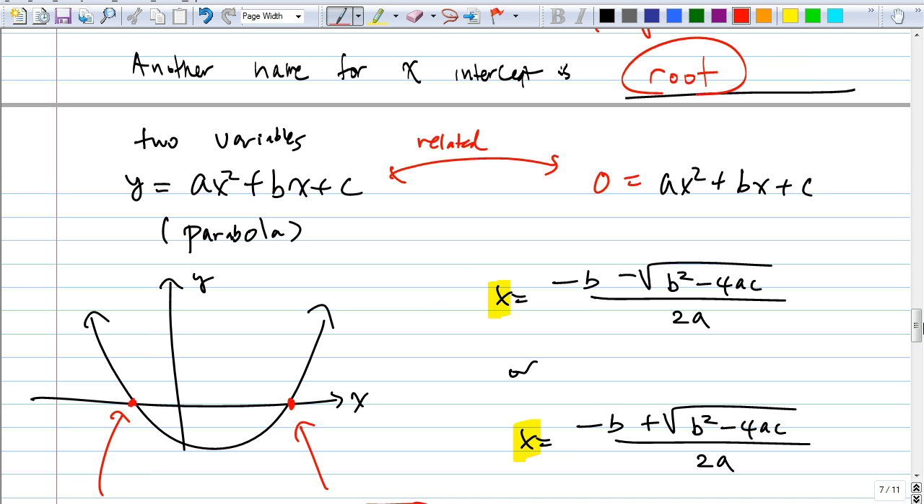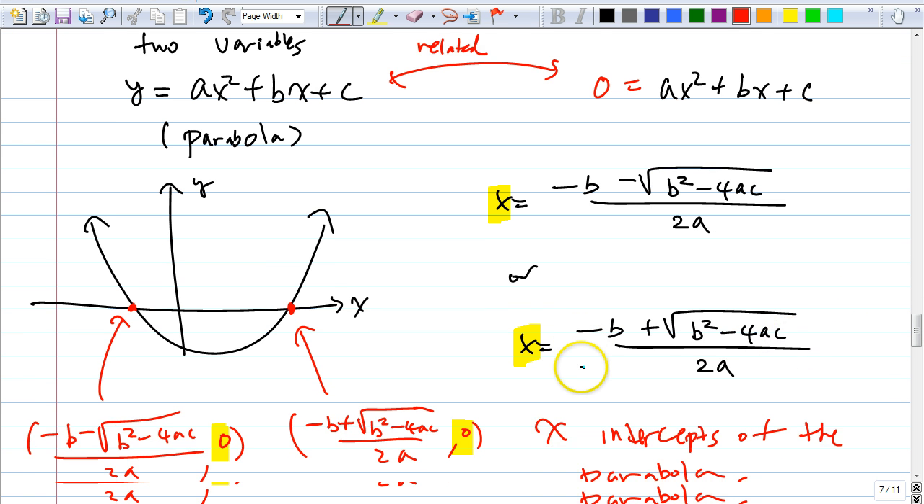Who thinks they know the actual order pairs for these x-intercepts for this parabola, y equals ax squared plus bx plus c? For this general form for a parabola, what is the actual order pair? One person knows. Really? 2? Okay, a little better. 3? 4? Logan, what did you guys come up with? Negative b plus the square root of b squared minus 4ac over 2a comma 0. That's one of them. The other is? Negative b minus the square root of b squared minus 4ac over 2a comma 0. Exactly. There you are, guys.